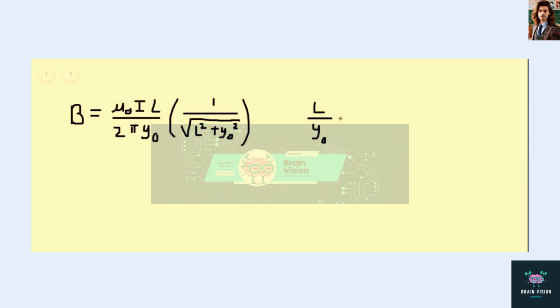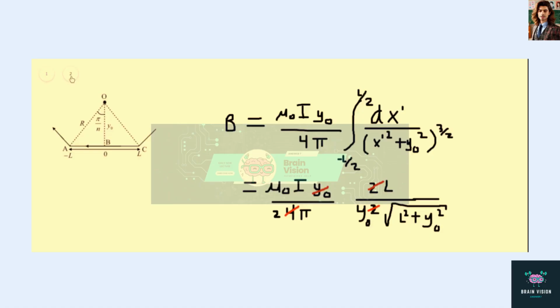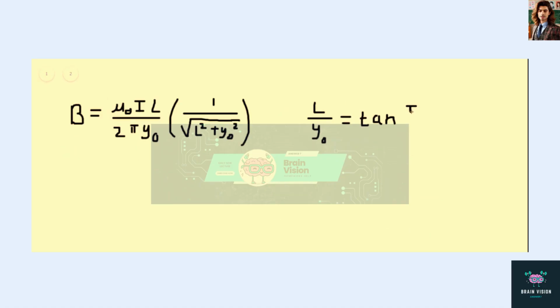We have L over y naught is going to be equal to the tangent of the angle theta, which we said was pi over n, as labeled in the figure.